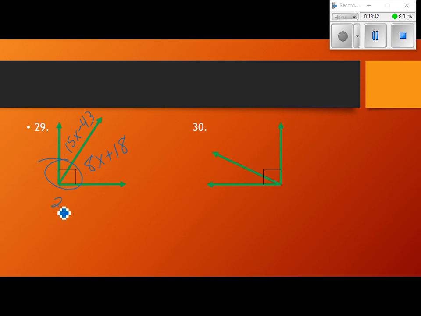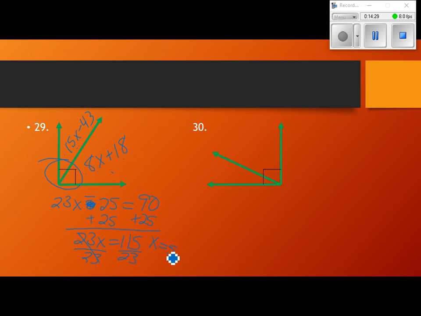If I collect like terms here, I get 23x, putting the 15 and the 8 together. Like terms here, negative 43 and a positive 18 gives me a negative 25. All that should add up, these two together should add up to equal 90. Add 25 to both sides. You get 23x equals 115. Divide by 23. Those cancel out. Let's see, 5 times 23 is 115, so x equals 5.